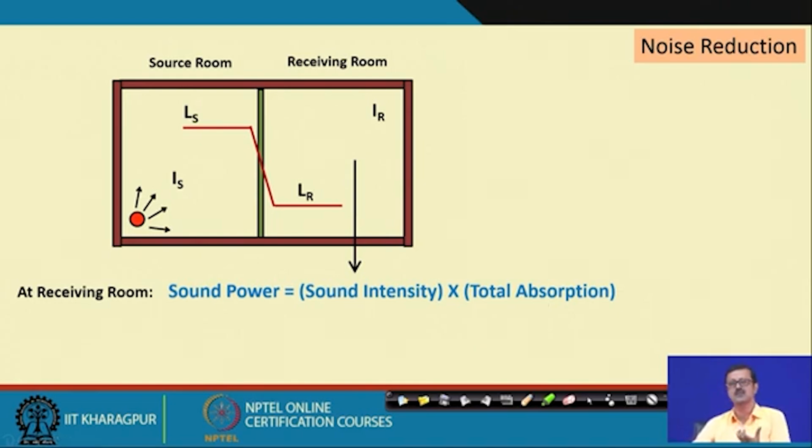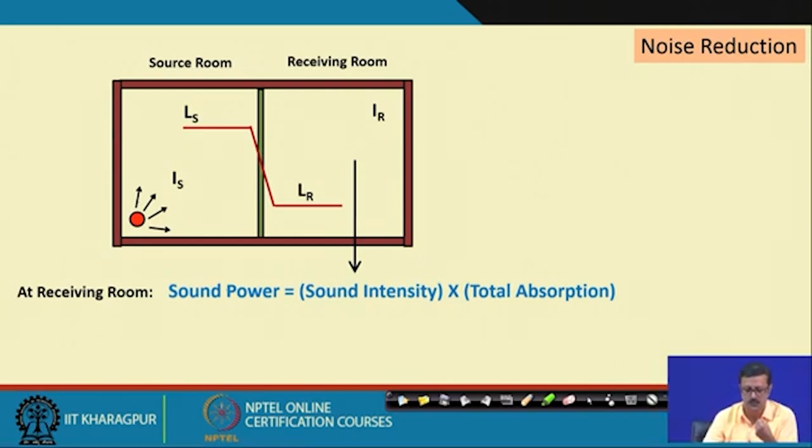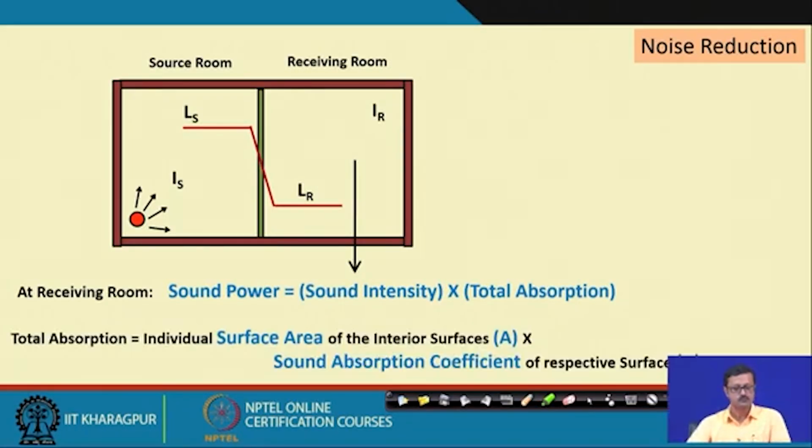So, my assumption is that the sound intensity available in the receiving room, which is IR, is actually taken away by the total sound absorption in the receiving room. So, if I multiply the sound intensity in the receiving room by the total absorption, I can find out the wattage, or the sound power level. The total absorption is the surface area multiplied by the respective alpha value.